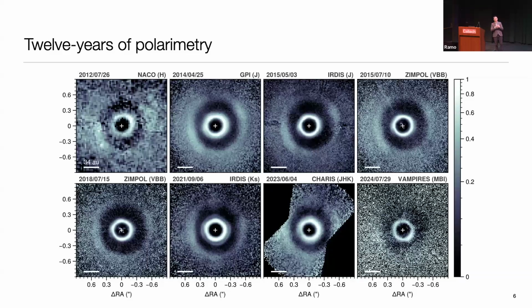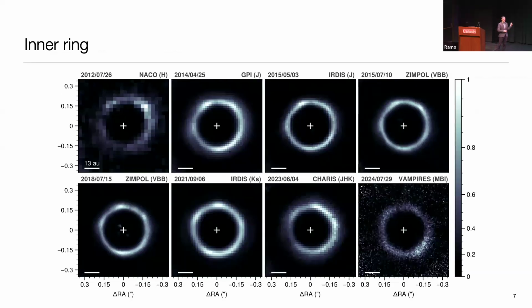You have an inner cavity, inner ring, annular gap, and then a broad diffuse outer ring. And we see that pretty equivalently across different instruments, different years, and different wavelengths. When we zoom into that inner ring, we start to see some of those non-axisymmetric brightness variations a little bit better. You can see, for example, here, I always look at the GPI data. You can see a clump there, that clump's in the IRDIS data, and you can see it in the ZIMPOL data.